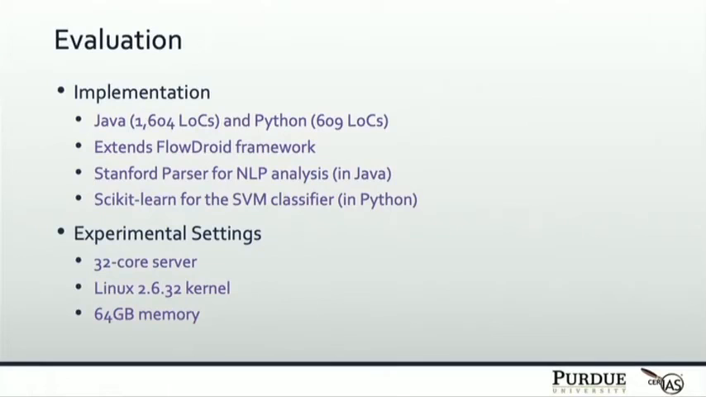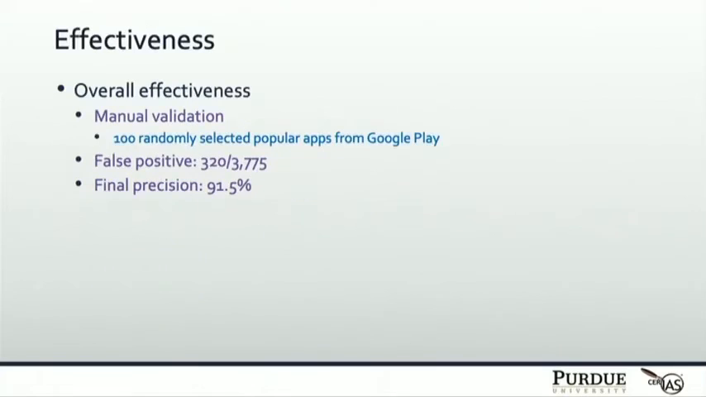The Java side is responsible for decompiling the mobile app code, and we also use the Stanford parser in Java to implement the NLP analysis part. And we also use scikit-learn in Python to implement the SVM classifier.